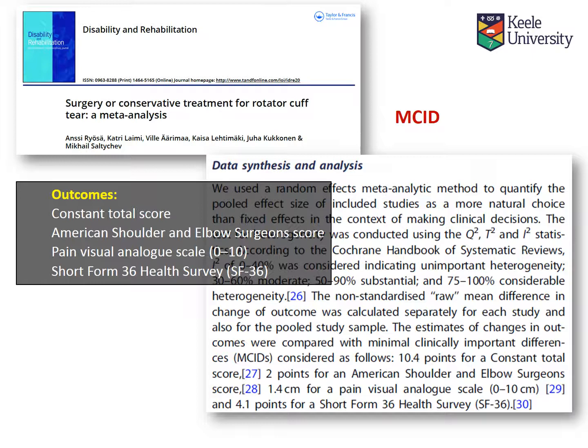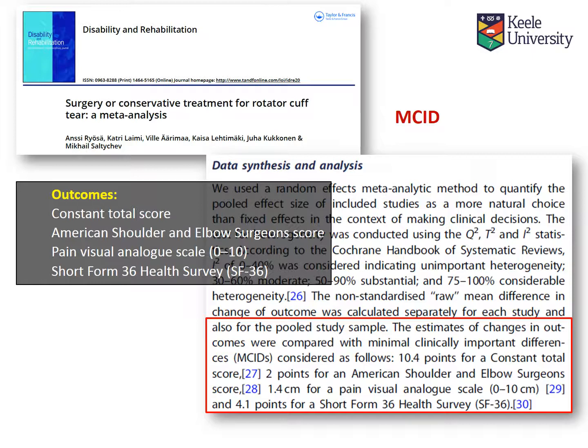And this is an example. This is a systematic review on surgery or conservative treatment for rotator cuff tear, and they have chosen these four outcomes: constant total score for shoulder function, American Shoulder and Elbow Surgeons score, pain visual analog scale 0 to 10, and short form 36. And they explained here in the data analysis about their MCID. They said the estimated change in outcomes were compared with the minimal clinically important difference, considered as follows: 10.4 points for constant total score.